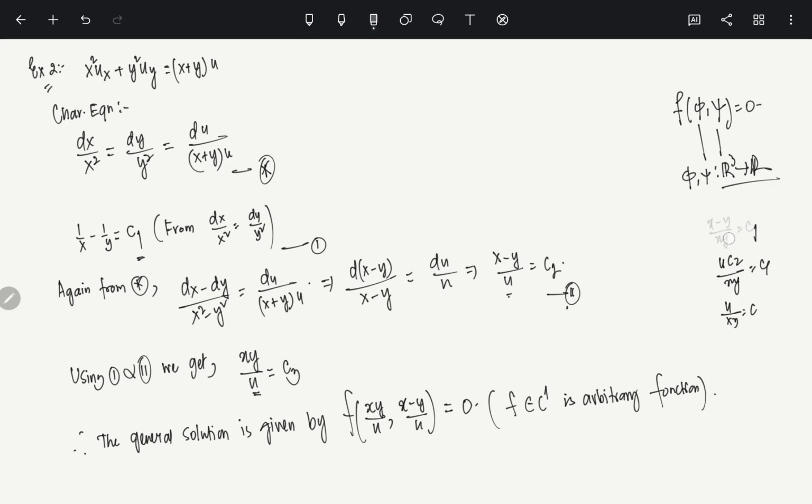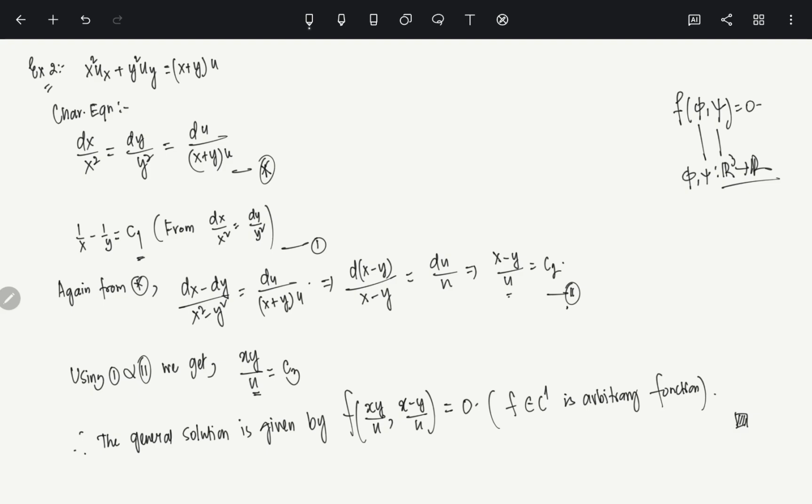So essentially what I'm trying to say is this. You can just write u as a function of xy and then another function of x minus y by 2. That's not an issue, okay? But this is the general solution, that's all.